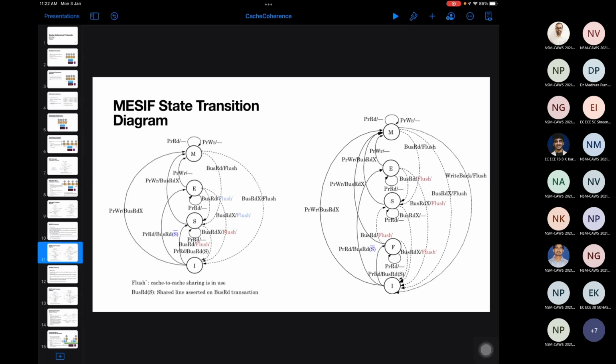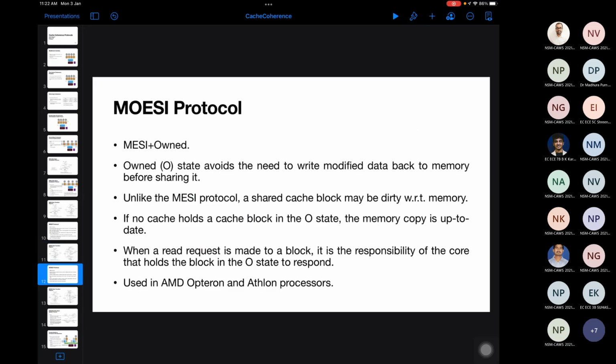When Intel implemented MESIF with a forward state, indicating that one of the sharers takes the leadership and supplies the data to the requesters, AMD came up with a different idea. They consider owned. Rather than a leader, here there is an owner. They consider the MOESI protocol, that is MESI plus the owned state. And this owned state avoids the need to write modified data back to the memory before sharing it.